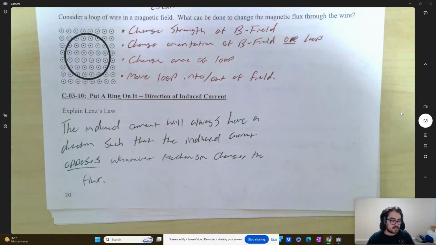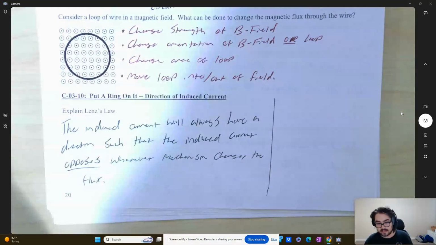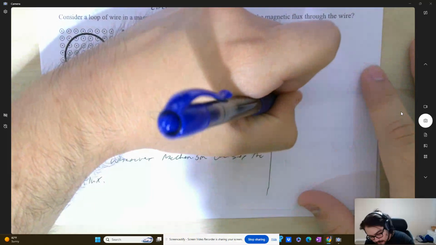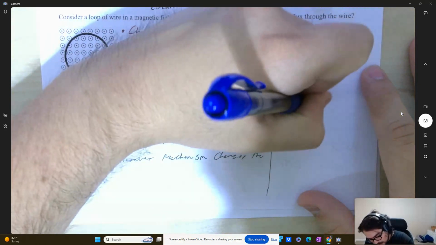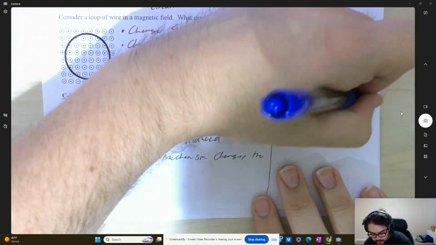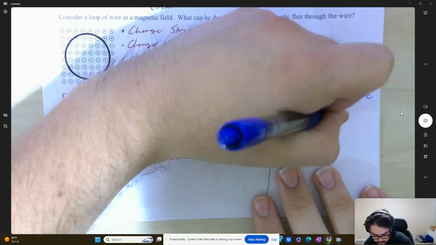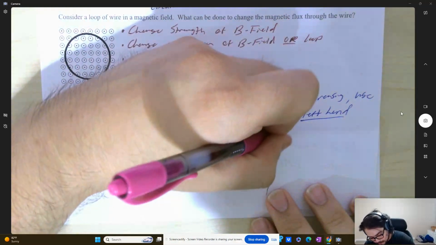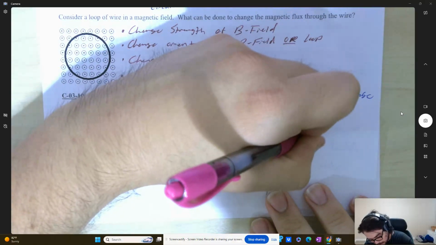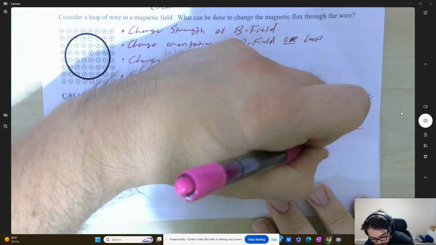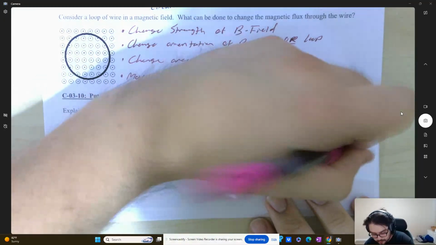It's a lot of words just to introduce yet another right-hand rule that you need to know. Yeah, I know. There's like 5 right-hand rules for this unit. In general, if the flux is increasing, then you have to use your left hand. If the flux is decreasing, you would have to use your right hand.